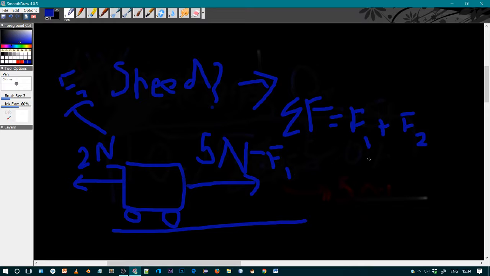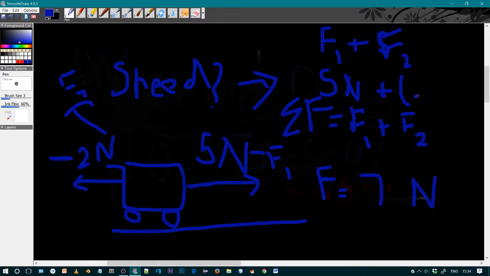You're not wrong. But the problem is an ordinary student who hasn't studied vectors might say, "Oh, it's 5 plus 2, it's 7." It's wrong because 5 Newton is acting that way, 2 Newton is acting that way. Those are in opposite directions. The answer must be F1 plus F2, and F2 will be negative. It will be negative 2 Newton because it is acting in the leftward direction. So it will be 5 Newton plus minus 2 Newton, which will give us 3 Newton. This is the correct answer. This is the wrong answer.